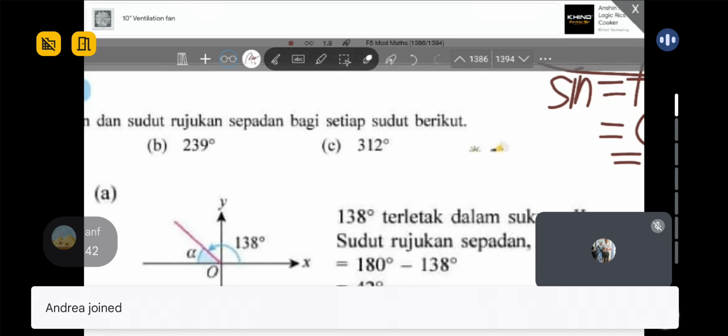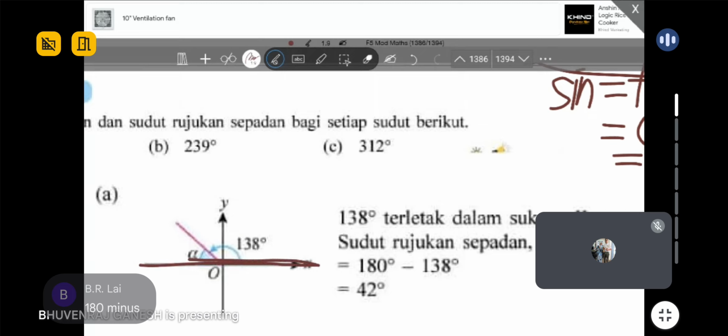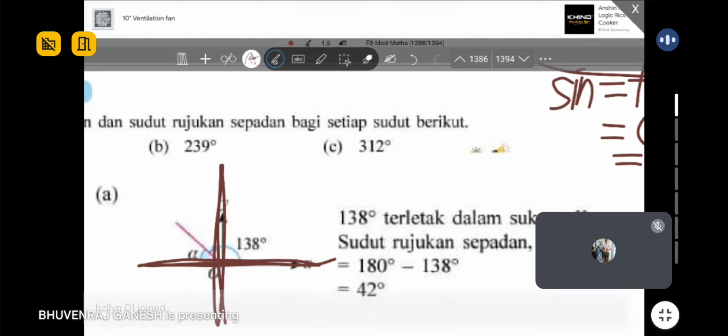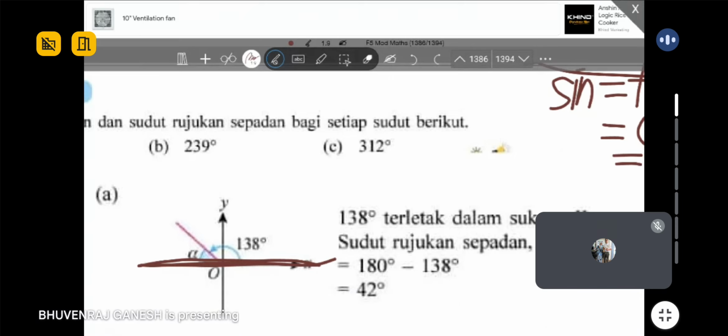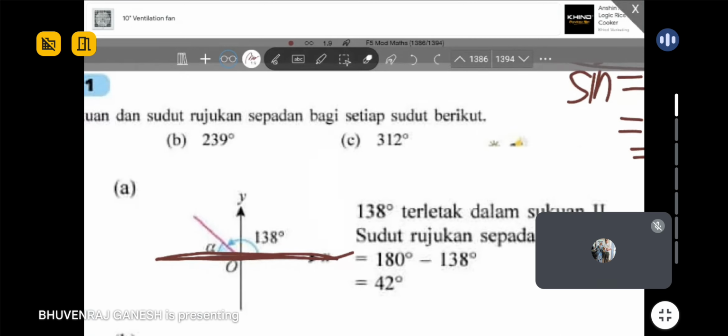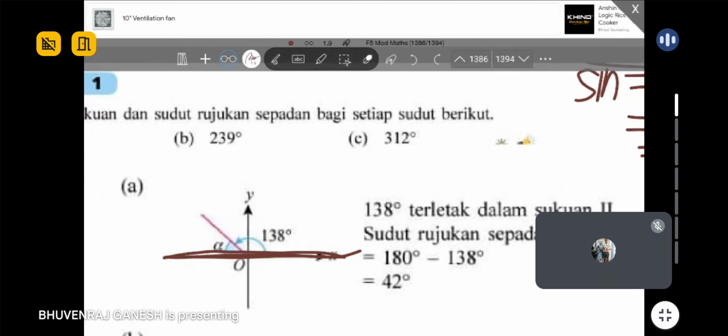Okay, so macam mana kita tentukan sudut rujukan? Selalu ingat, kita kena berdasarkan paksi X. We refer back always to X-axis. Jangan kamu tentukan sudut rujukan dari paksi Y. Ini salah, hanya boleh tentukan dari paksi X. Only X-axis. Sama ada negatif atau positif. It can be negative X-axis or positive X-axis also can, depending on where your angle is located.